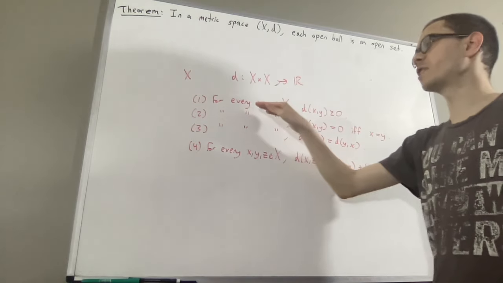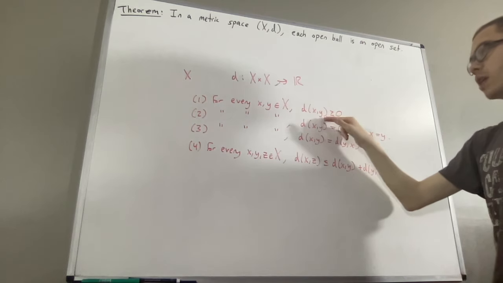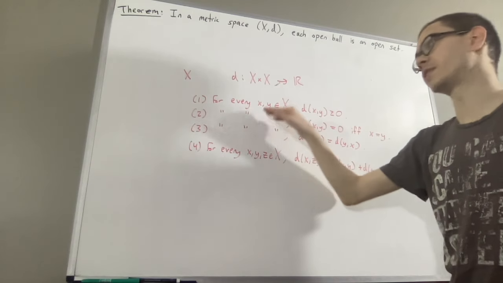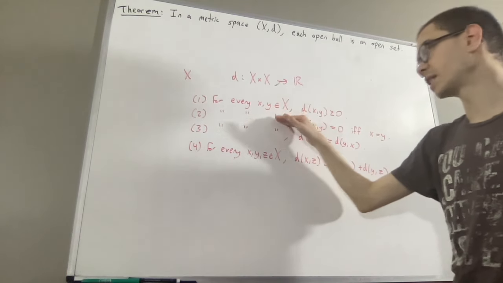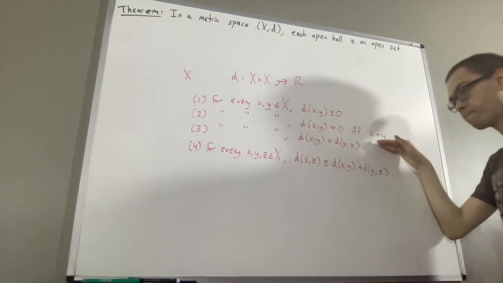First, for every two elements x and y in our set capital X, d of x comma y is greater than or equal to 0. Second, for every two elements x and y in our set capital X, d of x comma y is equal to 0 if and only if x is equal to y.